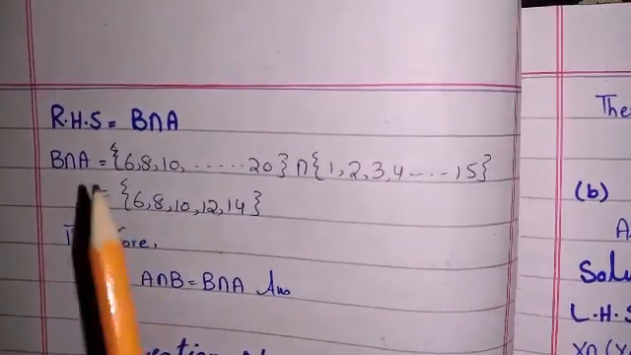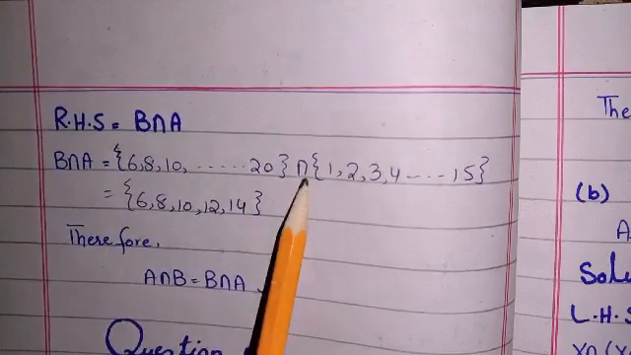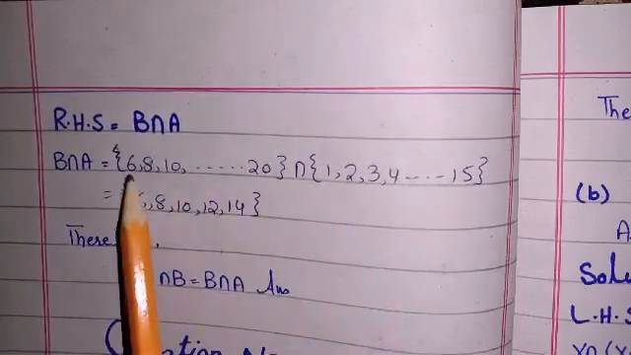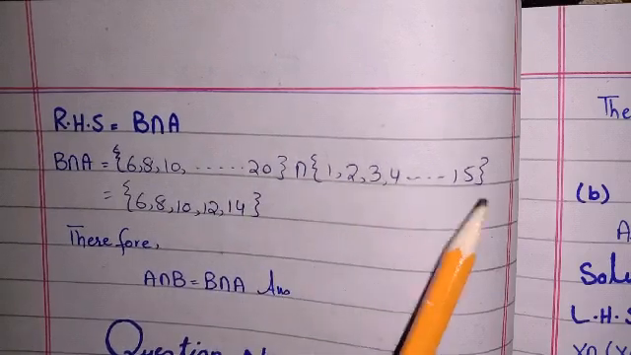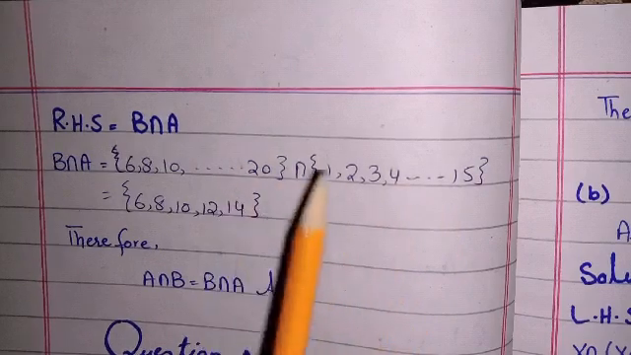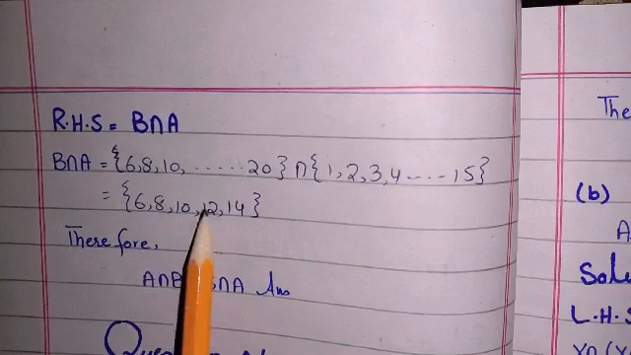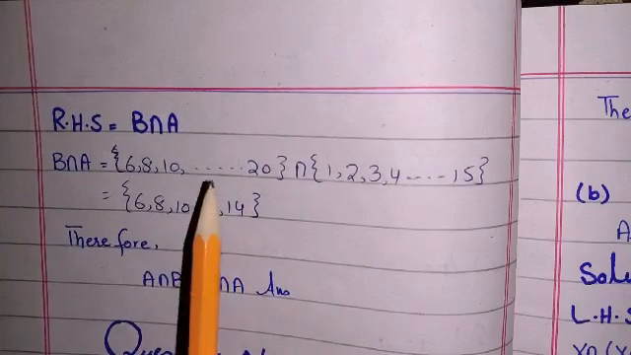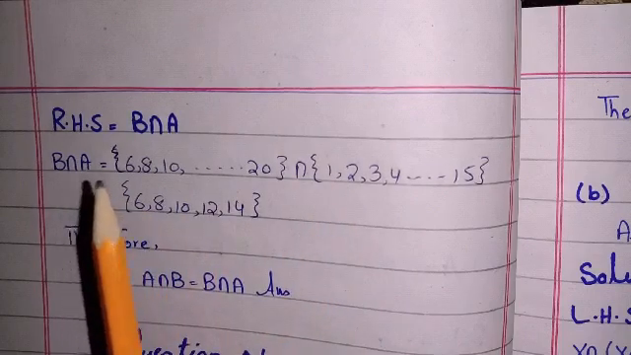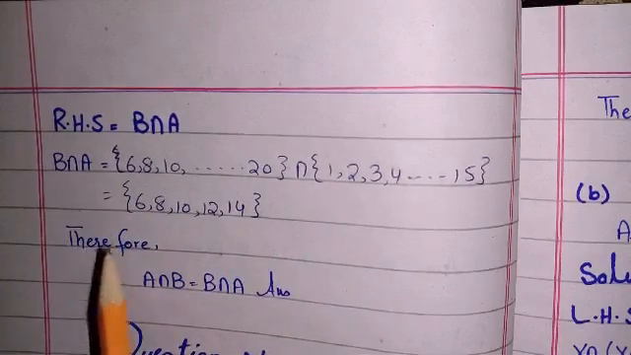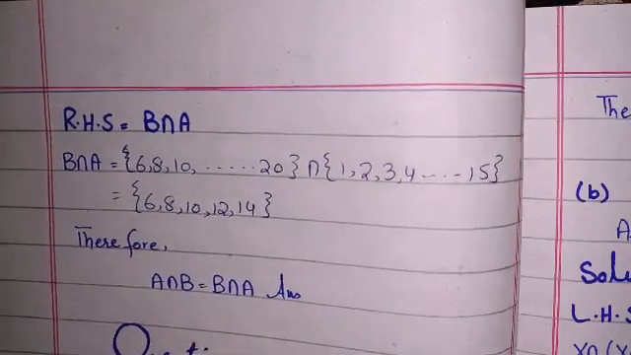Moving towards our right hand side, which is equal to B intersection A. First we will write the B set and then intersection, then the A set. In the B set we have 6, 8, 10 up to 20, only even numbers, and in the A set we have 1, 2, 3, 4 up to 15, all the natural numbers. By writing the common elements in both sets, we write 6, 8, 10, 12, 14 because these elements are in set B as well as in set A. So the answer of A intersection B and B intersection A is the same. So we will write therefore A intersection B is equal to B intersection A.